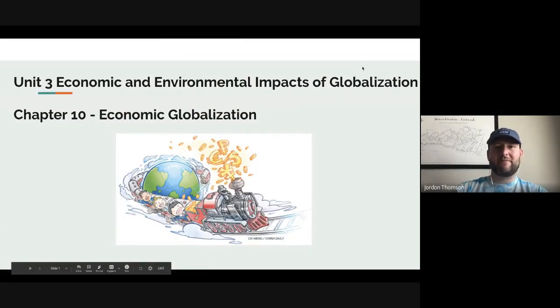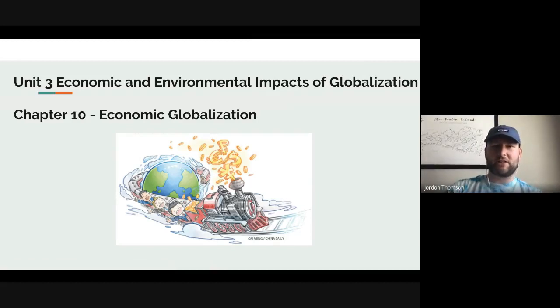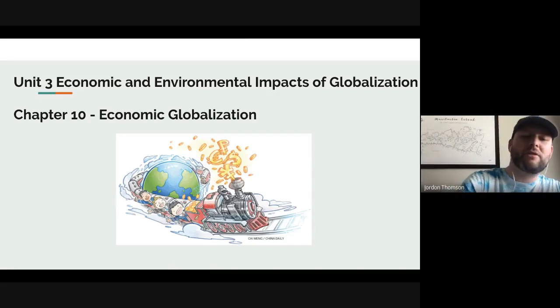So, economic and environmental impacts of globalization. Chapter 10, economic globalization. So really, globalization, right? We've been looking at this now for 9 chapters. You kind of understand that it's this idea that the world is connected in many different ways. Economics and trade and products really kind of started that process. We looked at the Silk Road, we looked at trade routes and stuff like that.